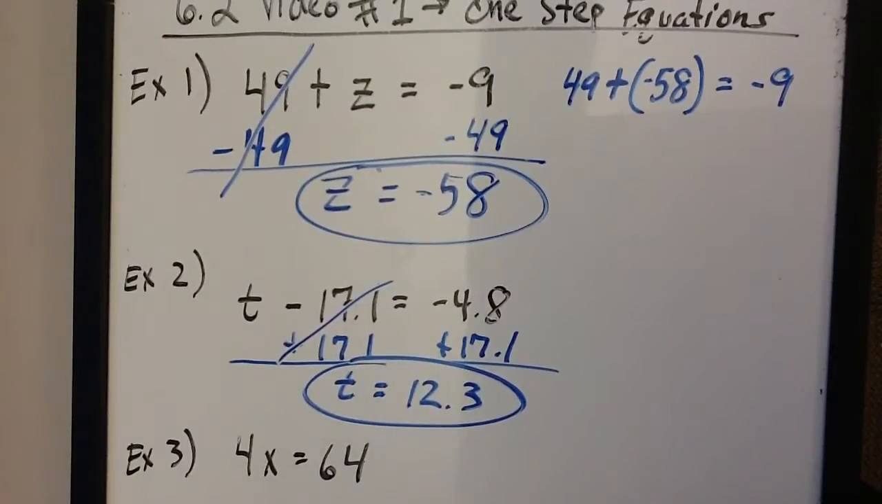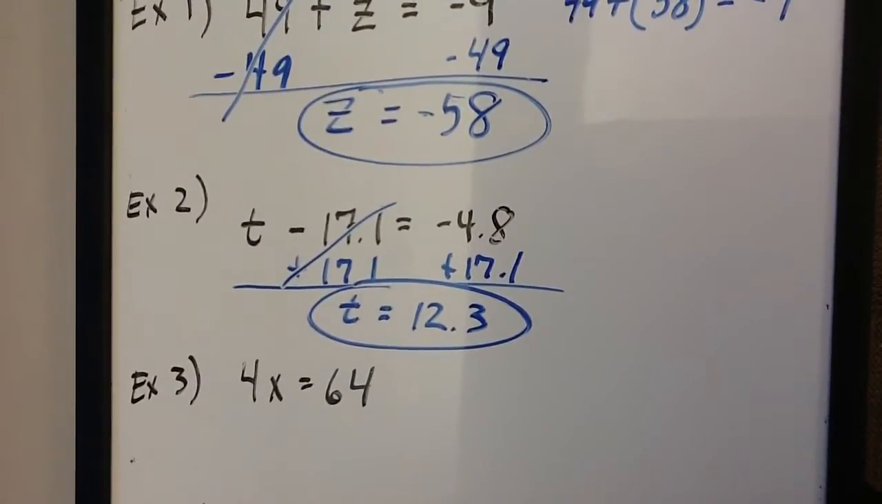Example number 3. Here we have 4x equals 64. Remember, you should read this part, 4x, as 4 times x. 4 times x equals 64. Okay? So, as we go through the 5 steps, I have no parentheses, I have no like terms to combine. My variable is already on one side, my x's are on the left, and my numbers are already on the right side. Right? There's no other numbers over here that I need to move to the right side.